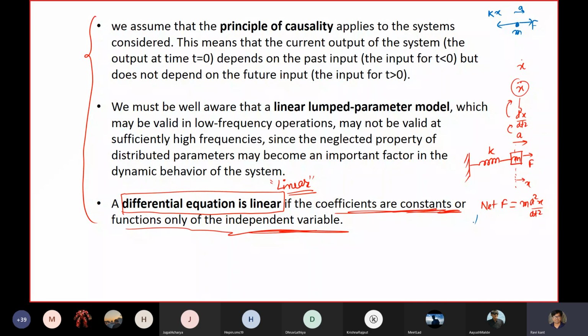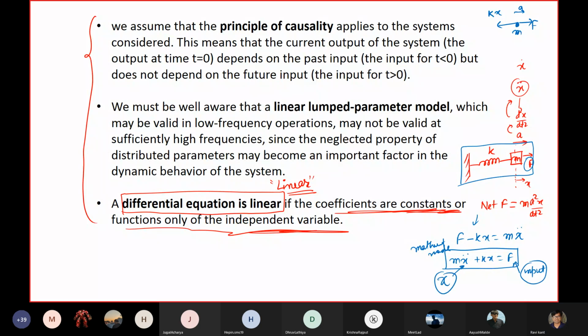Okay, so here I can write net F is equal to F minus kx is equal to m x double dot. So I can write m x double dot plus kx is equal to F, and yes, that's it. This is your mathematical model of any generic spring mass system. Okay, you apply a force, this is your input, and you are getting some displacement x, which is your output.